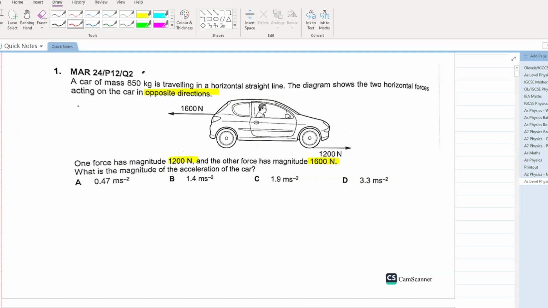Very easy. First of all, we will calculate the resultant force. The resultant force will come out to be 1600 minus 1200, since both of them are acting in opposite directions. 400 Newton is your resultant force. Then we will apply F = ma. Your force is 400, your mass is 850. Acceleration will come out to be 0.47 m s^-2. A is your answer.